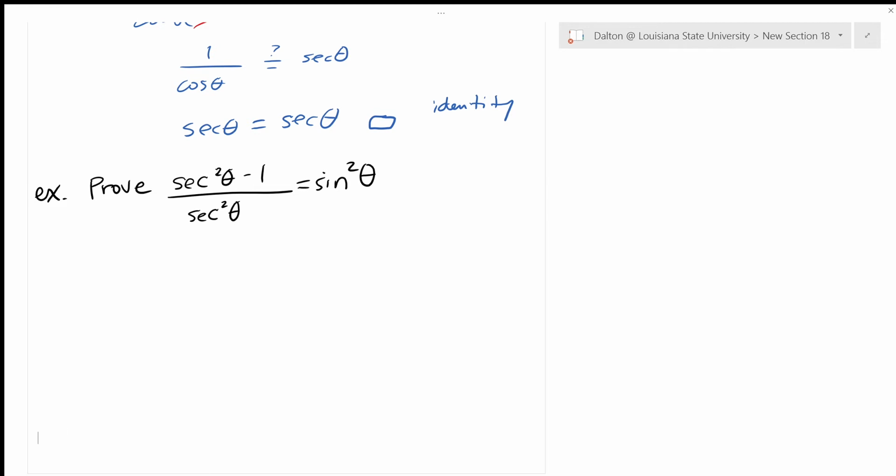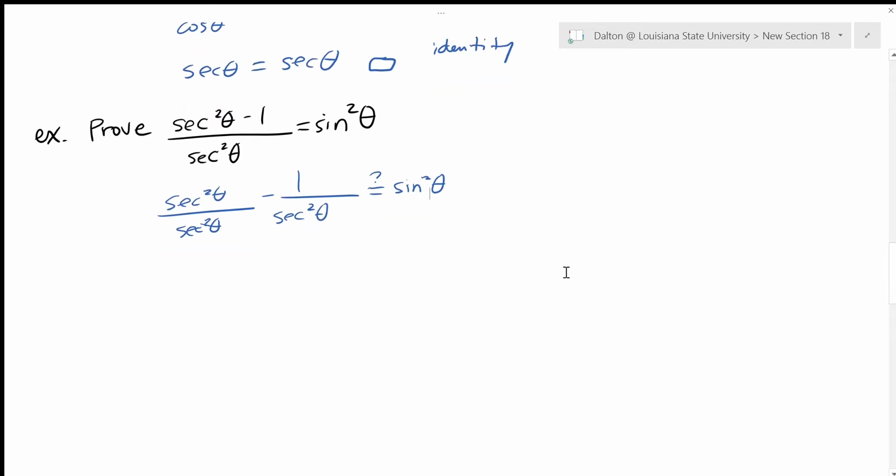Whoa, wait, say that one more time. Oh, okay. Just like we did in the other one. So secant squared theta over secant squared theta minus 1 over secant squared theta, like this. Okay. And we want to know, is that equal to sine squared theta? Okay, I like that. And that's just using a basic mathematical property of fractions and addition. So you don't need to write a reason out to the side for that one.